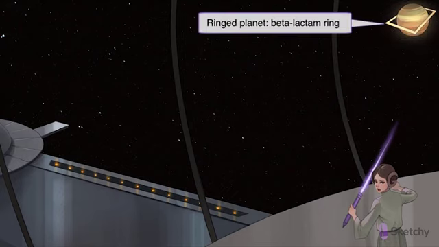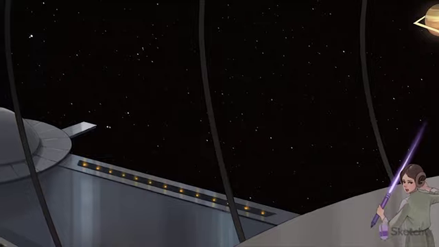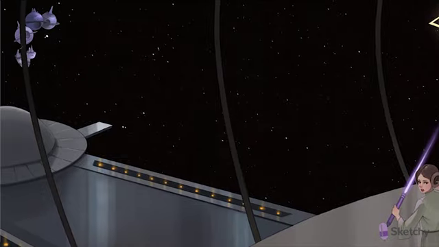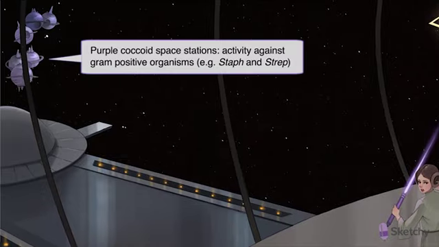See that beta-lactam ring? Penicillins, like all beta-lactams, interfere with the transpeptidation reaction of bacterial cell wall synthesis. So because they act on the cell wall, think of them working well against that thick, gram-positive peptidoglycan wall. In general, penicillins have greatest activity against gram-positive organisms, like staph and strep, represented here by these purple, coccoid space stations in clusters and chains, kind of like staph and strep colonies.